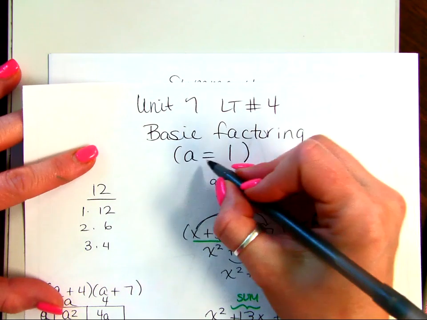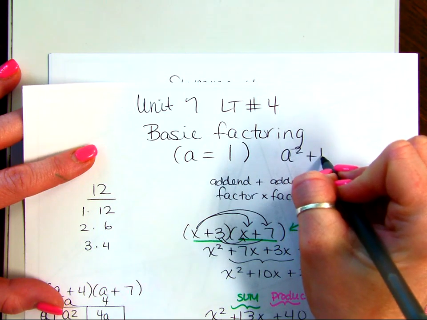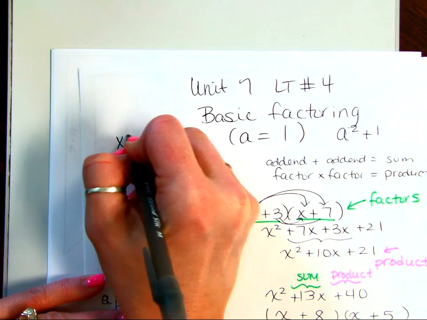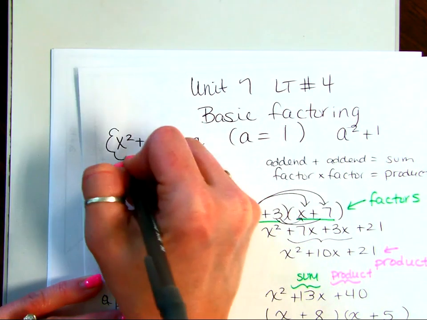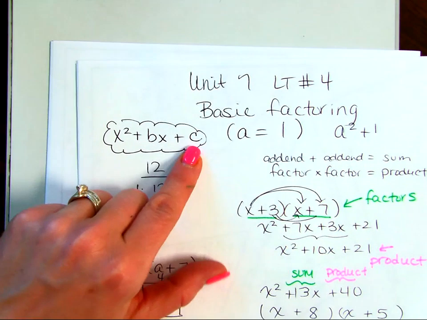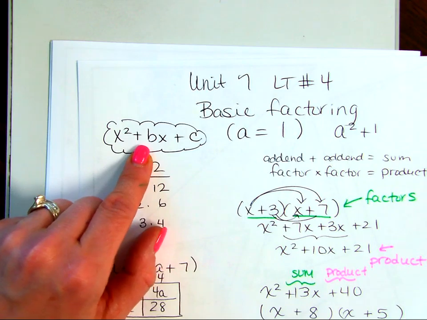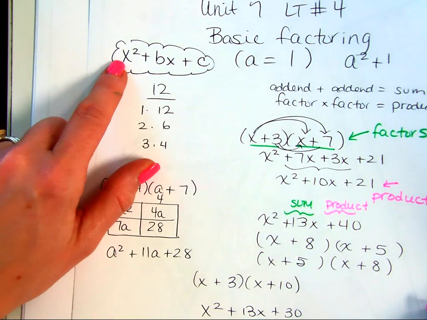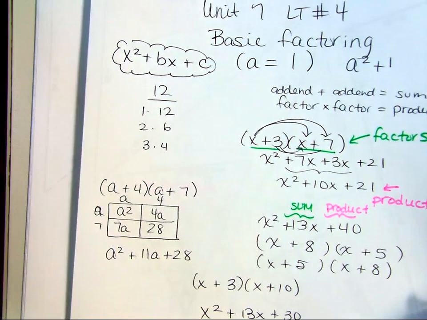A equals 1. I'm going to do this. X squared plus bx plus c. This is the form that they're talking about. C means your constant. B means your coefficient for whatever number's in front of your x term. So like here it was 13, here it was 11, okay? And x squared, that's your x or your y or your a or your b or whatever, okay? Okay, so that is this form.